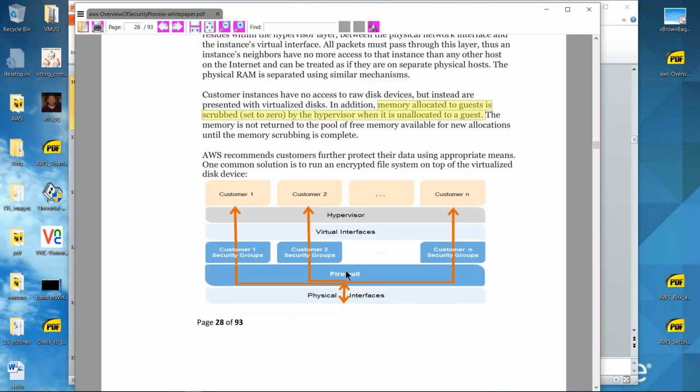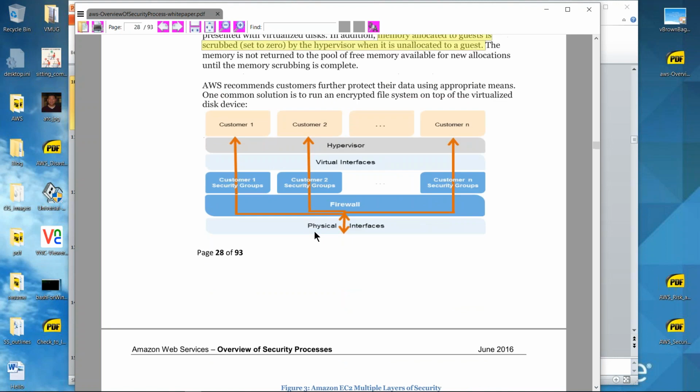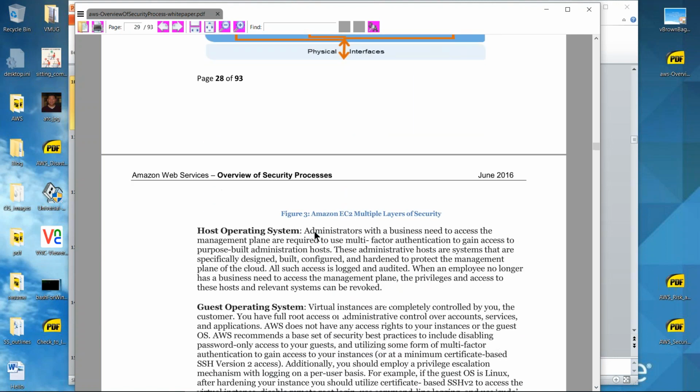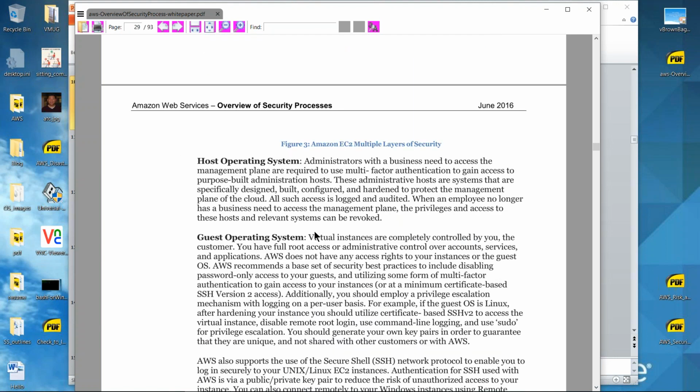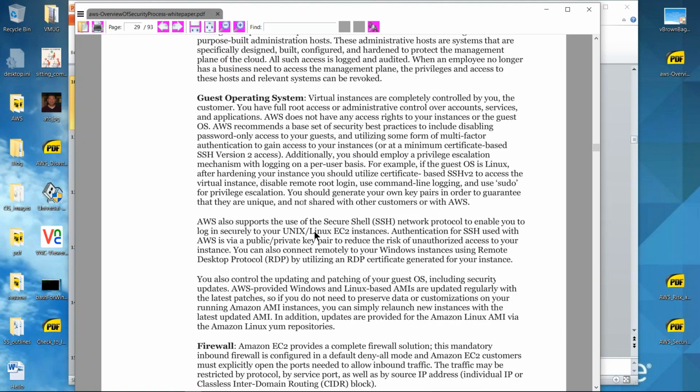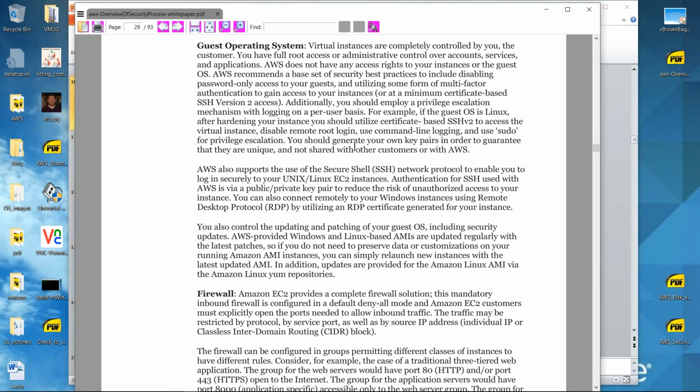This picture is also important. It talks about a built-in internal firewall to provide resource isolation. And then it talks about the guest operating system. One thing is that AWS does not have any access rights to your instance or the guest OS. So even though the resource is running on the infrastructure, AWS does not have the access right. So this is something we need to remember.